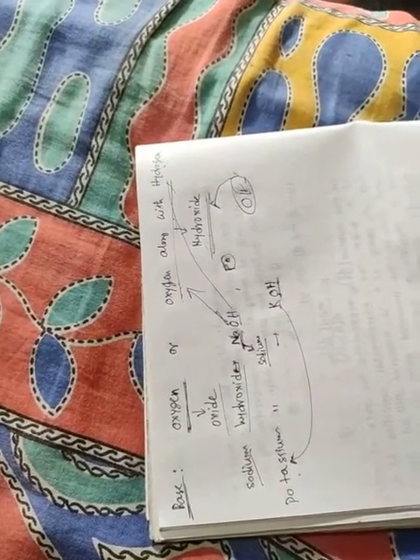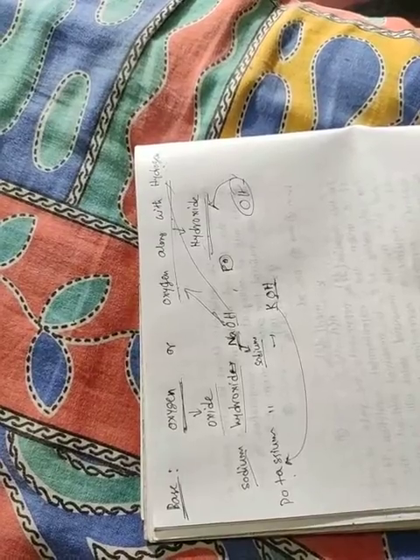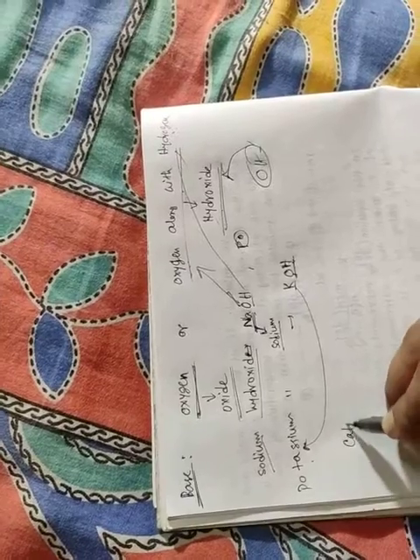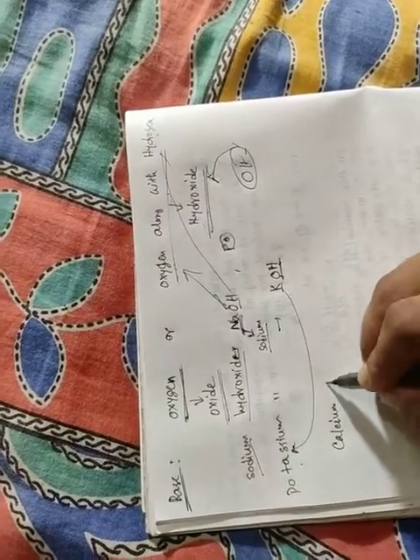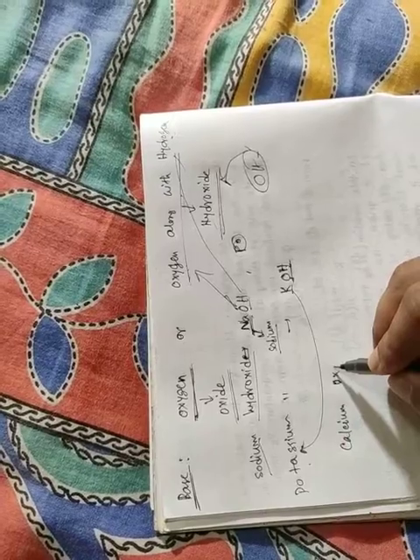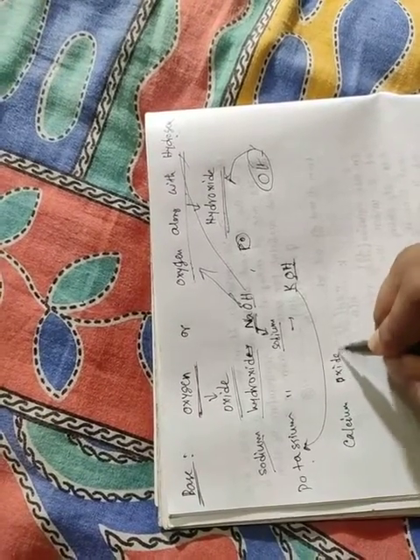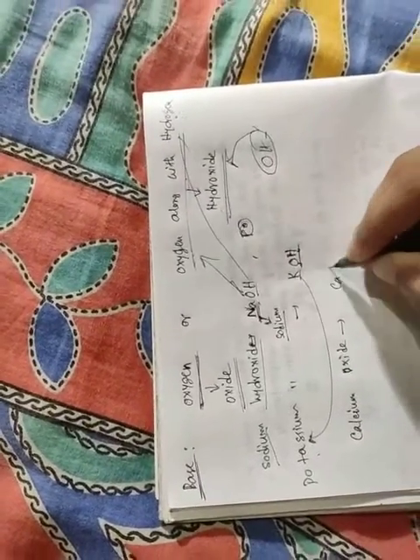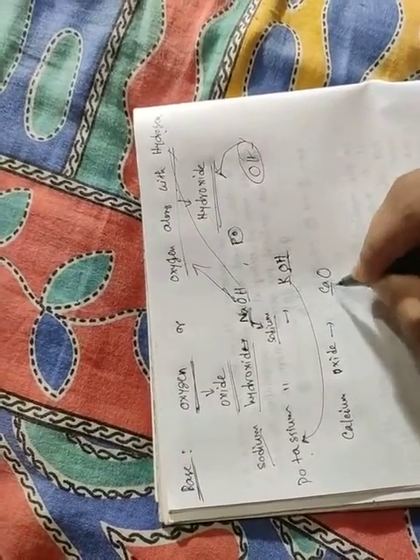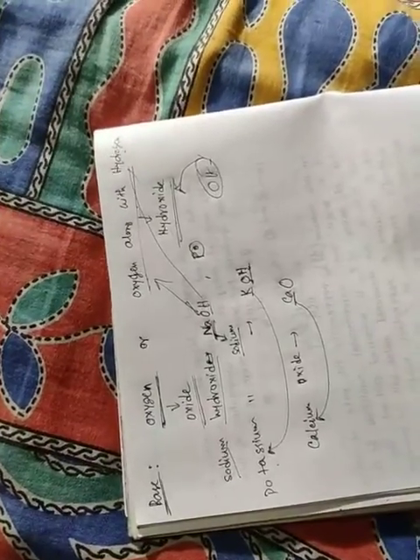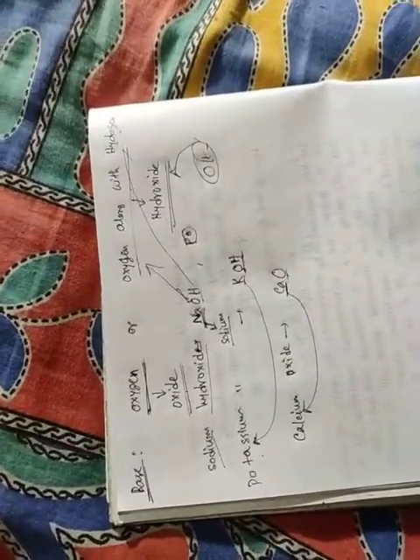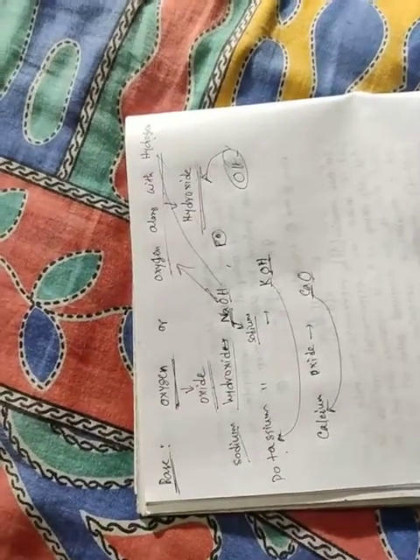Okay, understand? And for oxide, for example, calcium oxide. Calcium oxide means CaO. Ca means calcium, and O means oxide. So you can name it easily: calcium oxide.